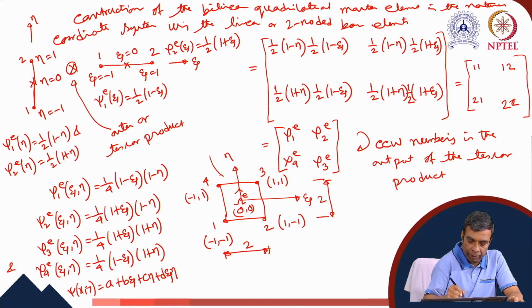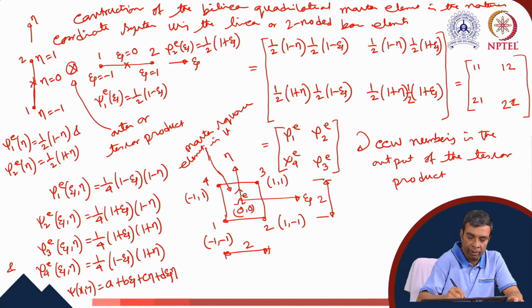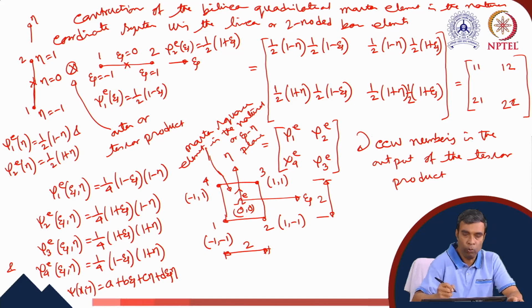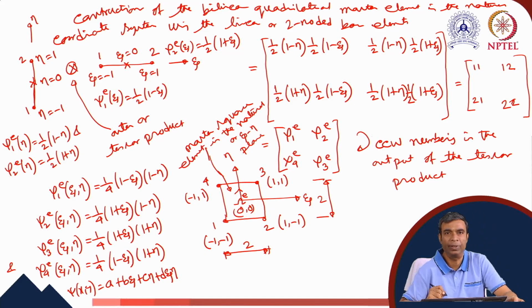So this is the master square element in the natural plane, natural or xi eta plane for 2 dimensions. Similarly, we can extend it to the 3-dimensional cases.